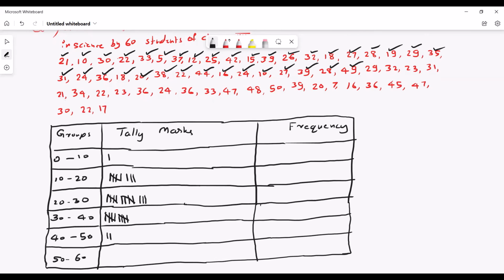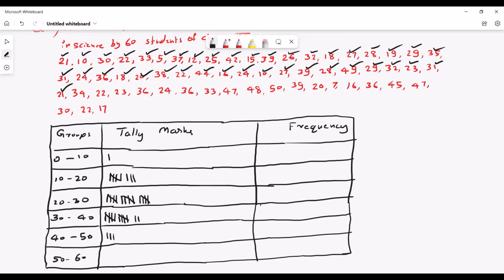Next one is 49. That will come in between 40 to 50. The next one is 29. That will come over here. And next is 32. 32 will come to the 30 to 40 group. And another one is 23, that will be 20 to 30. So here 4 lines are already there, so the fifth line will be the cross line. And next one is 31. So the 30 to 40 range it will come.